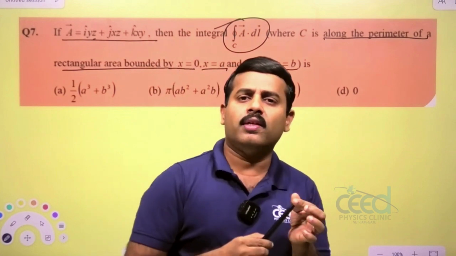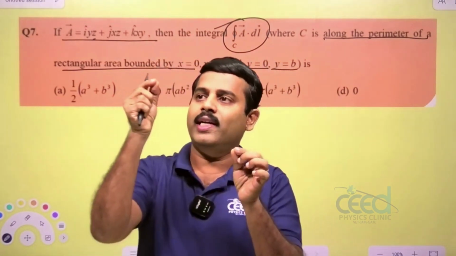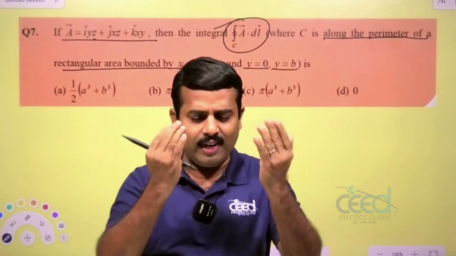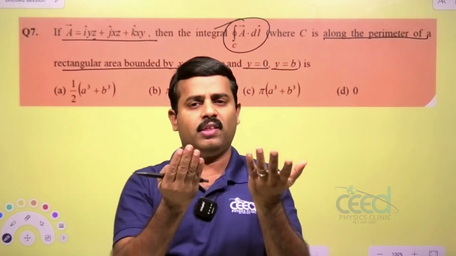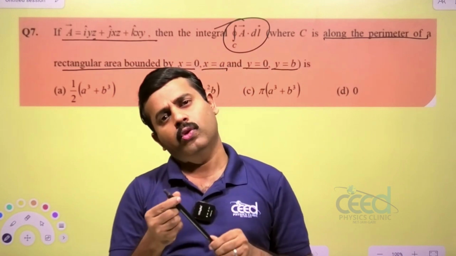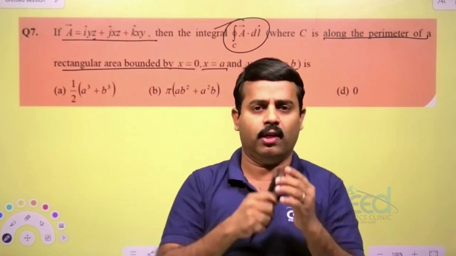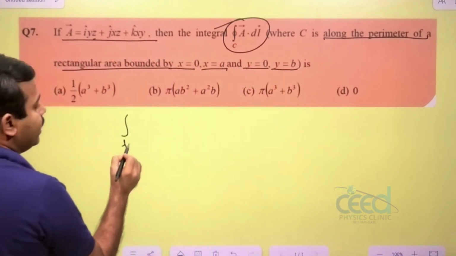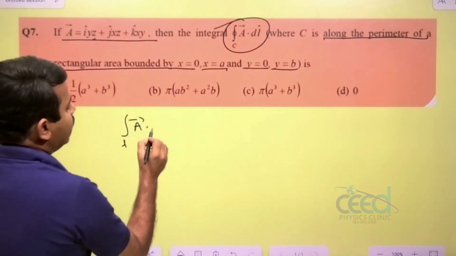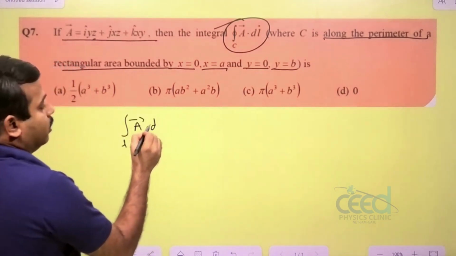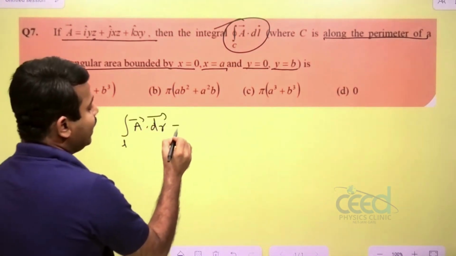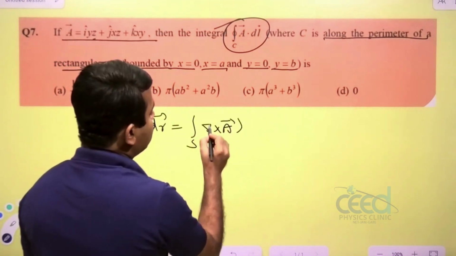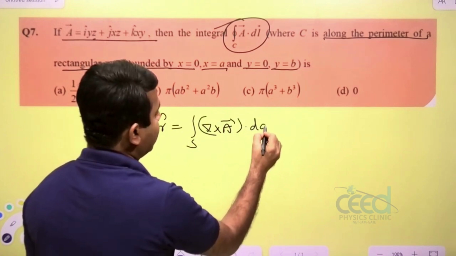When we calculate the line integral around a rectangle, we have four sides, so four line integrals to find. That is very difficult, so what do we do? That's why we employ Stokes theorem. What does Stokes theorem say? The line integral of a field A · dr is equal to the surface integral of (∇ × A) · dA, right?